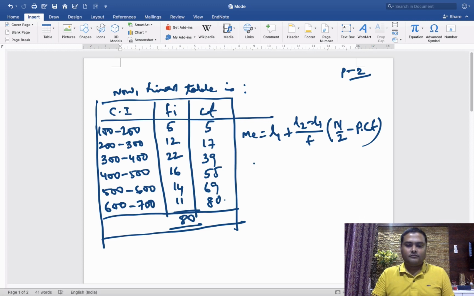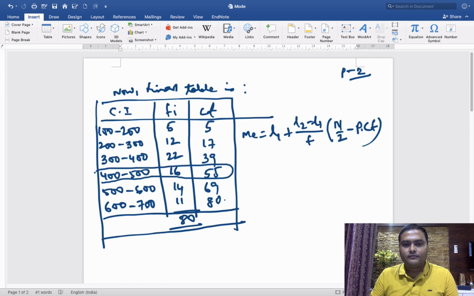First we need to understand which one will be the median class. The median class is found using n by 2. What is the value of that? n is 80, so n by 2 is 80 by 2, which is equal to 40. So 40 is falling under which class? We need to see the cumulative frequency. Up to 39 is this class, and 40 means the next class, so this class is the median class. Understood?